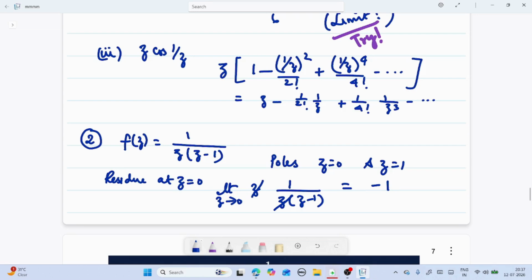Now for the other pole, that is residue at z equal to 1, in a similar way you can just check. Just put z tending to 1 here. Here it will be z minus 1 and the given function, and the limit will be 1. You can just check it out.